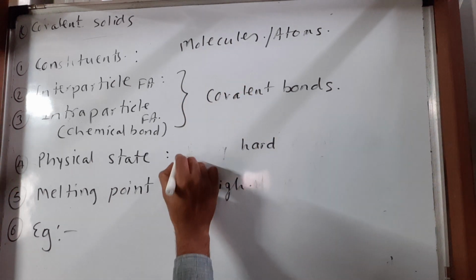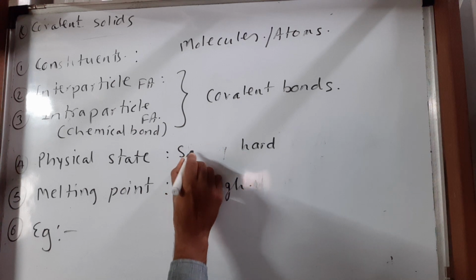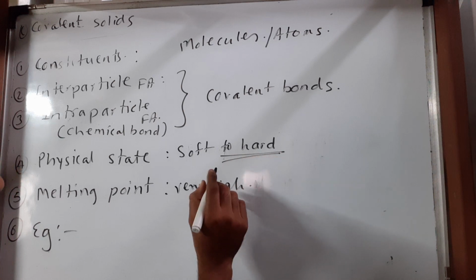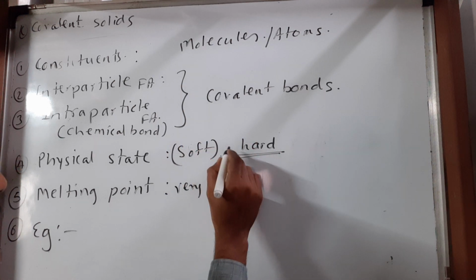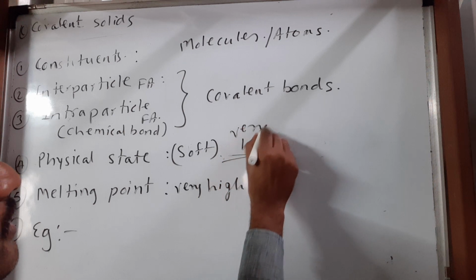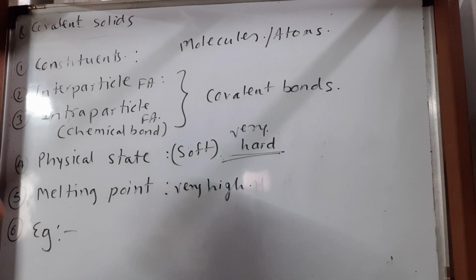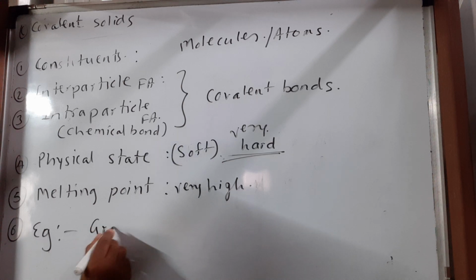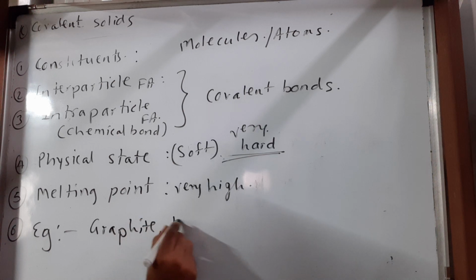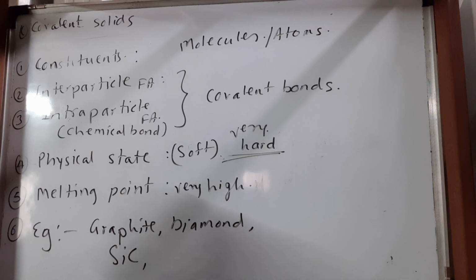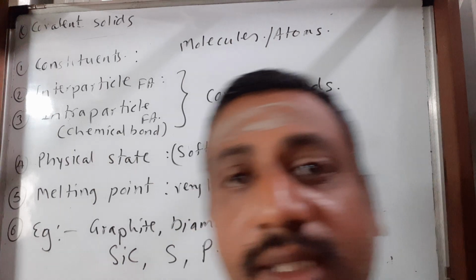Here I'll make physical state soft to hard. Generally most of them are very hard. I'll write here soft in bracket and hard. Soft example is graphite, but in all remaining cases they are hard. Covalent solid examples: graphite, diamond, silicon carbide, sulfur, phosphorus. These are the examples of these solids.